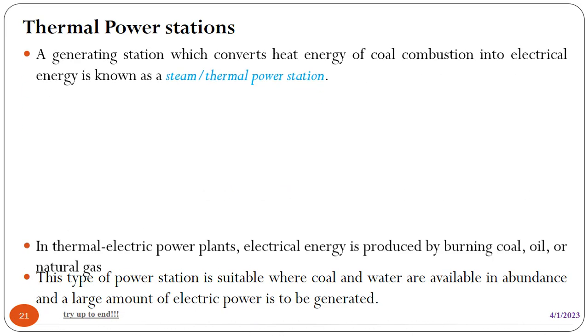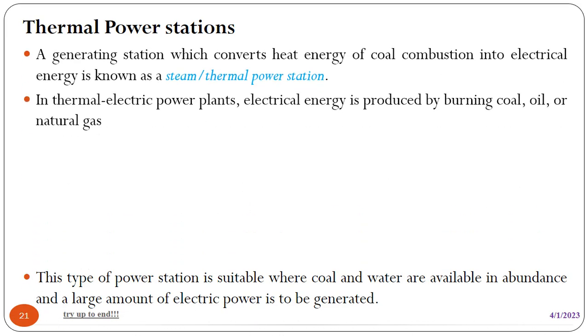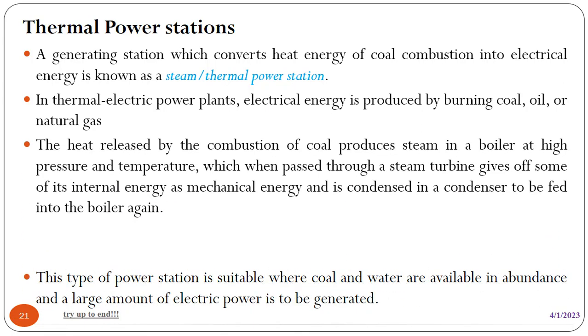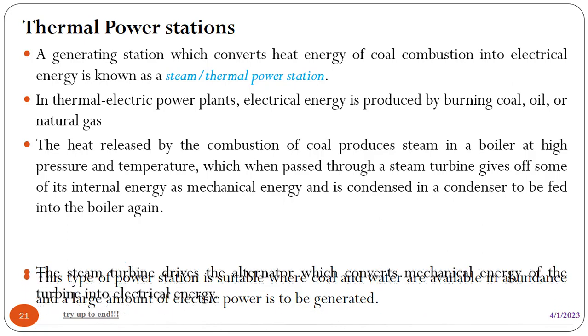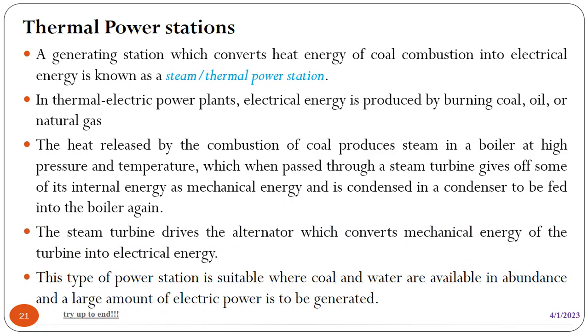The next one is thermal power station. A generation station which converts heat energy of coal combustion into electrical energy is known as a steam or thermal power station. In a thermal electric power plant, electric energy is produced by burning coal, oil, or natural gas. The heat released by the combustion of coal produces steam in a boiler at a high pressure and temperature, which when passed through a steam turbine gives off some of its internal energy as mechanical energy and is condensed in a condenser to be fed into the boiler again. The steam turbine drives the alternator, which converts mechanical energy of the turbine into electrical energy.